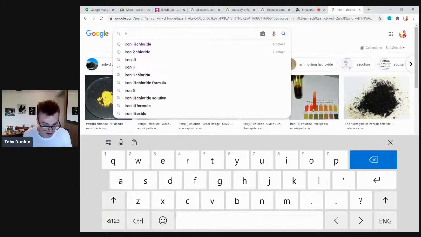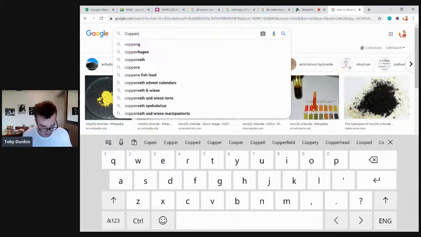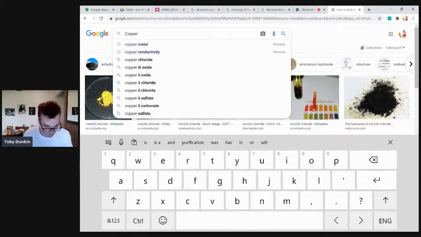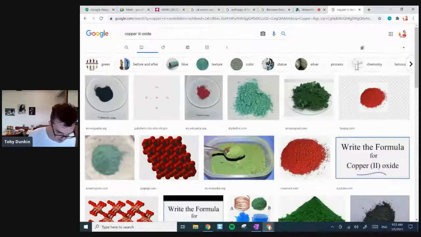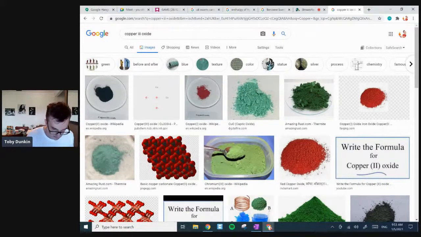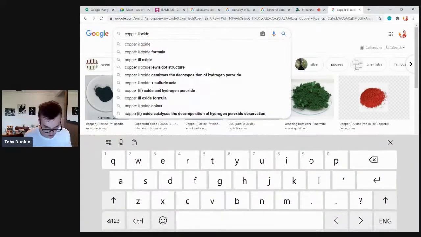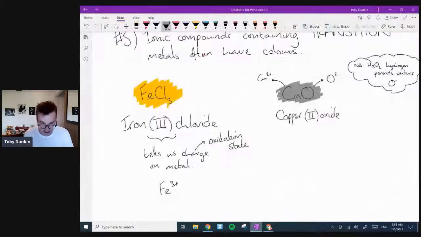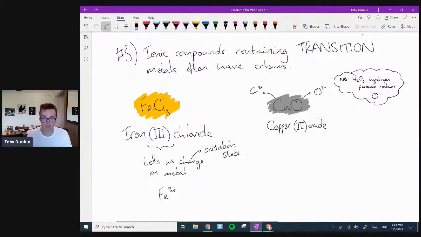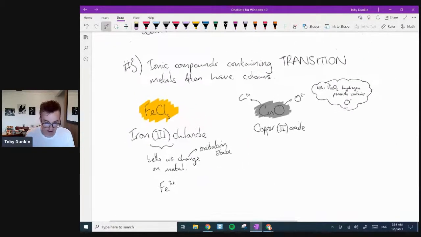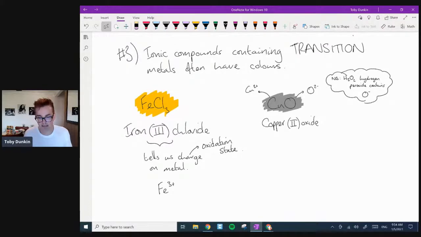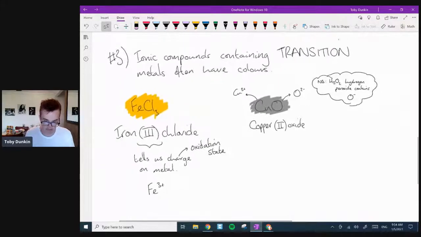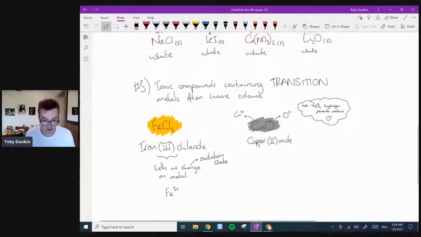The next one is copper oxide. Copper 2 oxide. Copper, not Copenhagen. Copper 2 oxide. No, that's copper 3 oxide. Don't want that. It's not even a thing. Copper 2 plus. Copper 2 oxide is black. And you've got to know them, guys. You've just got to learn them. You're going to ask me how many colors do we need to learn? About 20. It'll be fine, I promise.